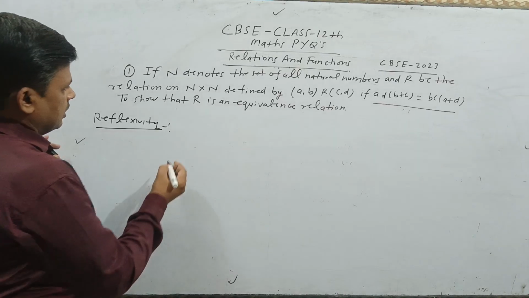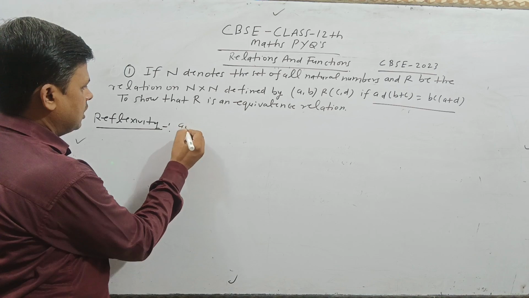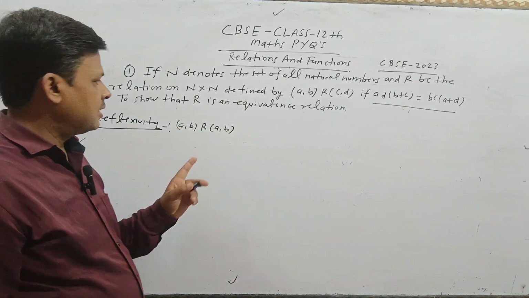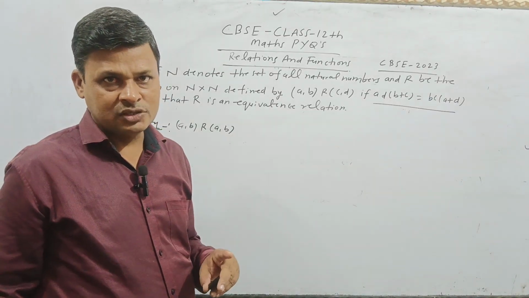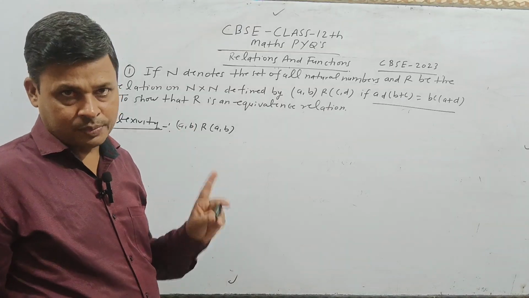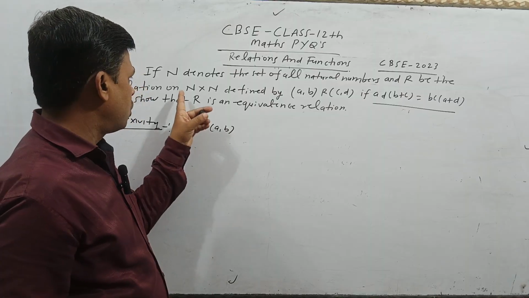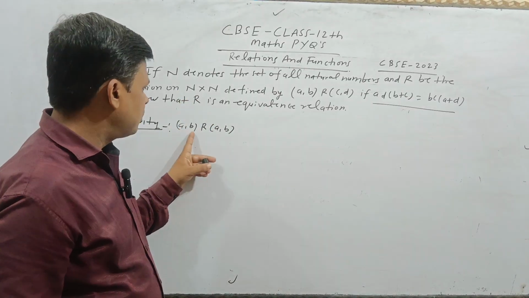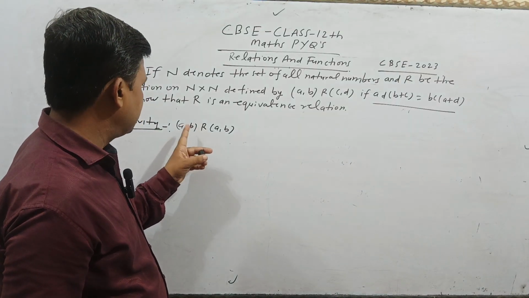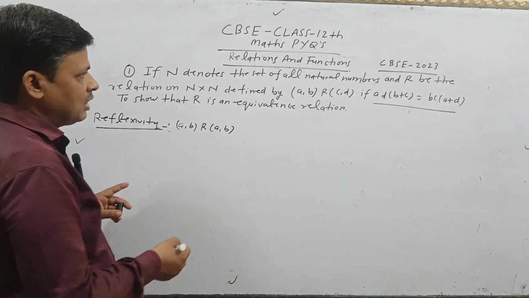So for this, if we are able to prove that ordered pair (a, b) relates to ordered pair (a, b), then it will be clear that this relation is reflexive, because this ordered pair (a, b) is an arbitrary ordered pair. It consists of the arbitrary elements a and b, and a and b both belong to the set of natural numbers. So this is an arbitrary ordered pair. What we have to show is that (a, b) relates to (a, b).